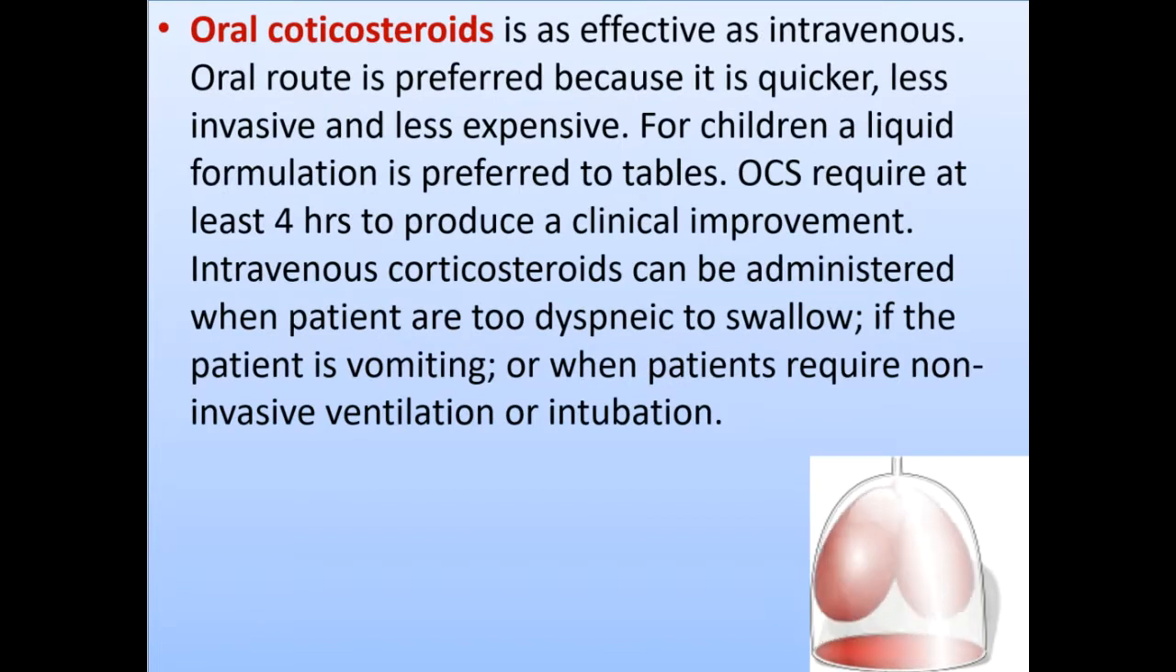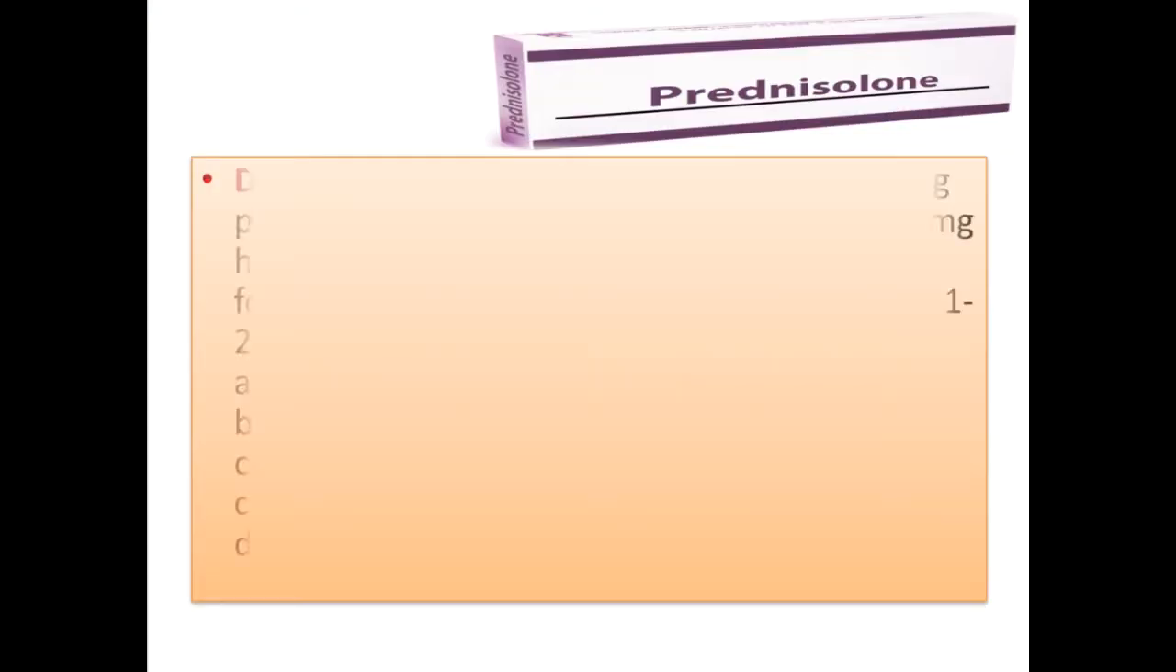Oral corticosteroids are as effective as intravenous. The oral route is preferred because it is quicker, less invasive and less expensive. For children, a liquid formulation is preferred to tablets. OCS require at least 4 hours to produce a clinical improvement. Intravenous corticosteroids can be administered when patients are too dyspneic to swallow, if the patient is vomiting, or when patients require non-invasive ventilation or intubation.